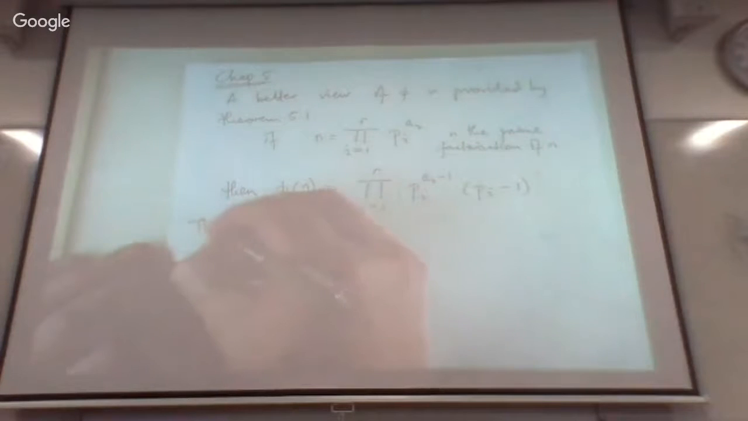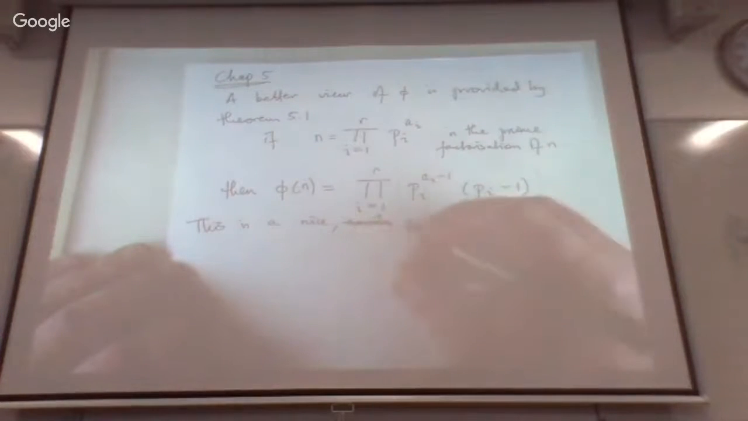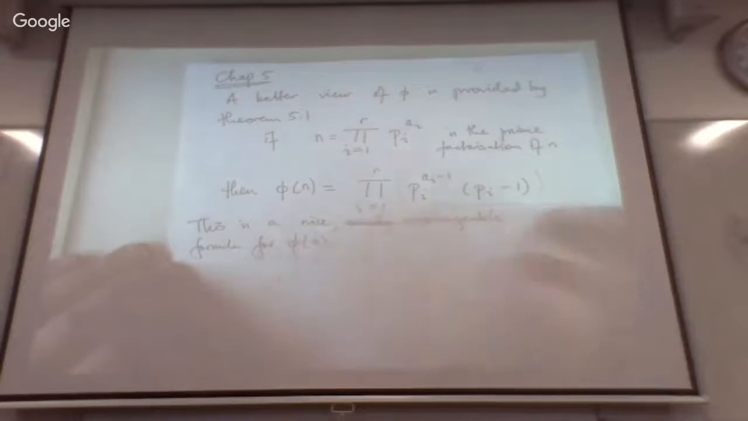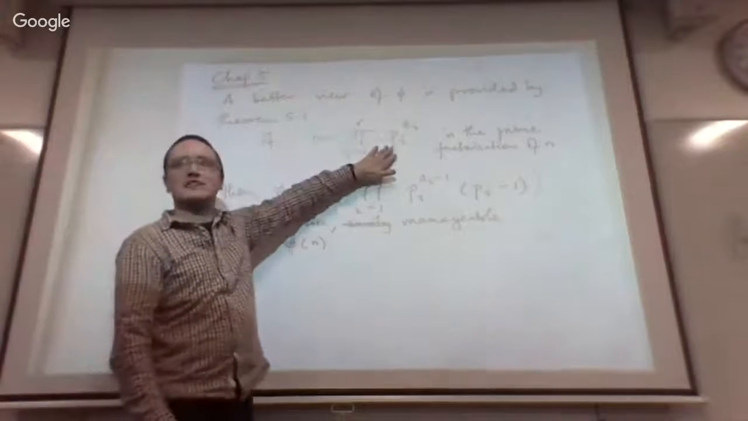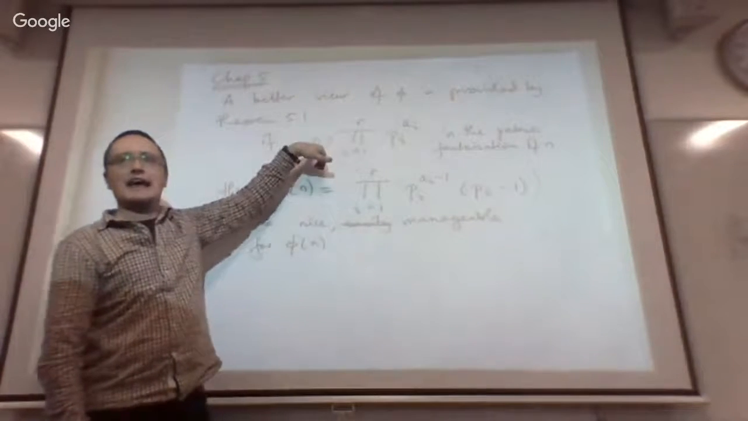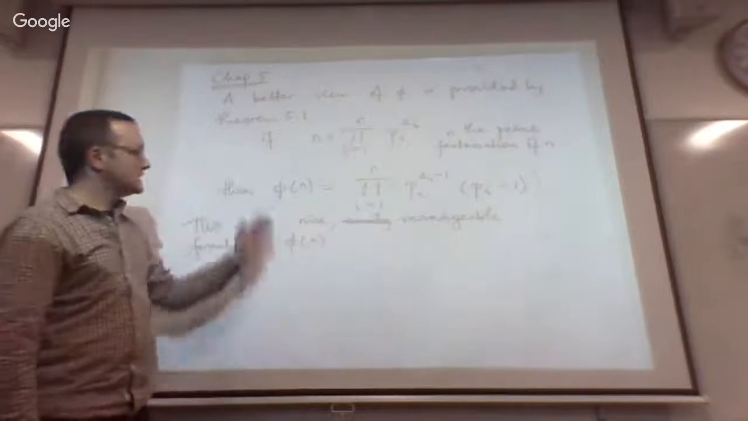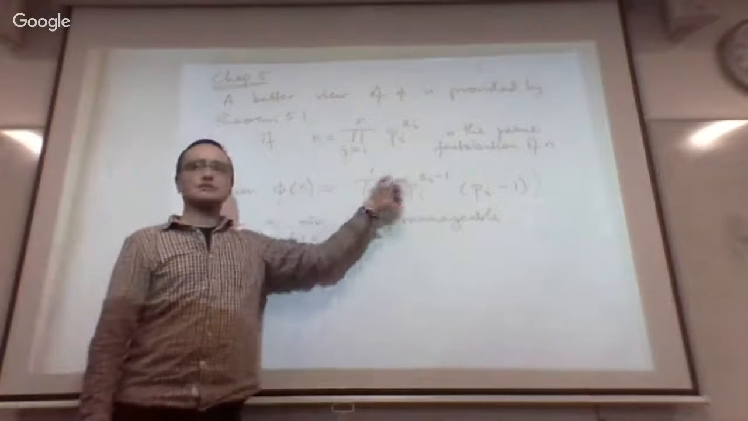So this is a nice, easily understood, manageable formula for phi. It's nice. If you know n in a multiplicative way, if you have all this data here, you know how it breaks down as a product of prime powers, then you have a similar viewpoint on phi of n. You know phi of n in a nice multiplicative way.